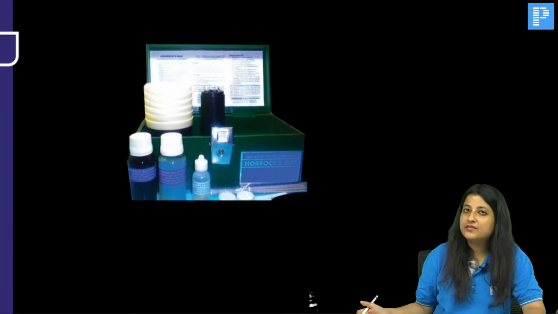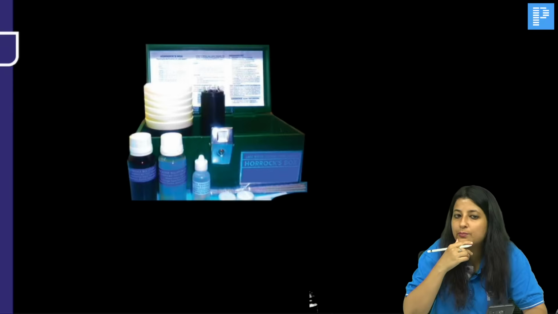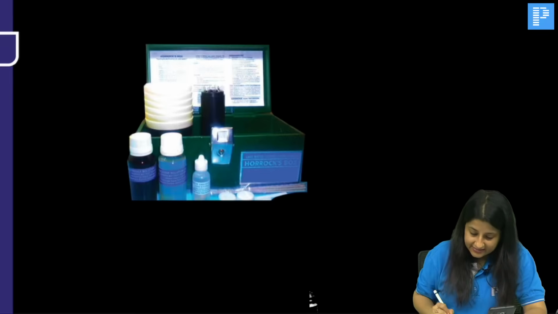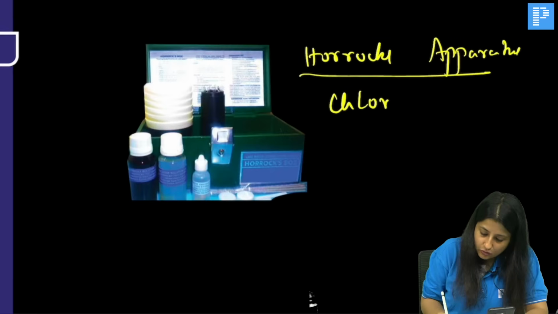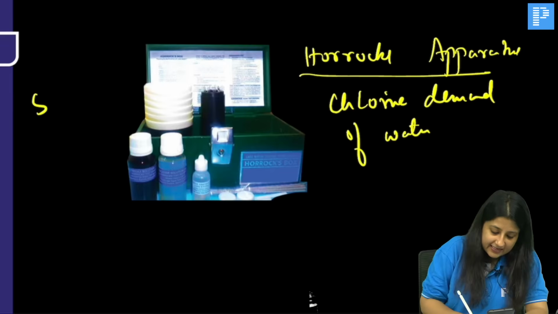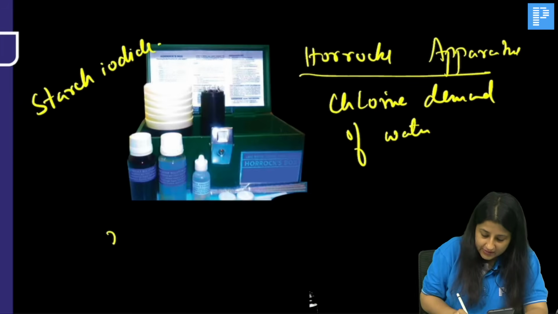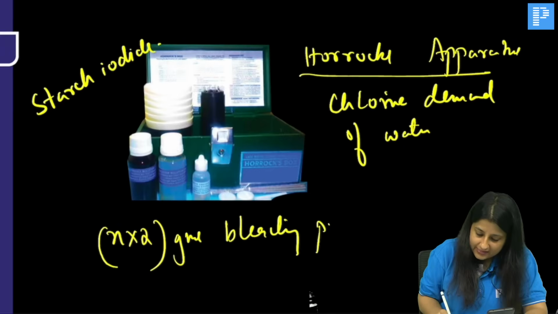What is this one? The name of this equipment? Everybody in the comment section, last 10 minutes to go. What is the name of this equipment? One black cup and 6 white cups. This is nothing but Horrocks apparatus. Good. This is used to measure chlorine demand of water. Chlorine demand of water means how much chlorine is needed to disinfect water. What is the indicator that we use over here? Starch iodide. And the water will change to which color? Blue.